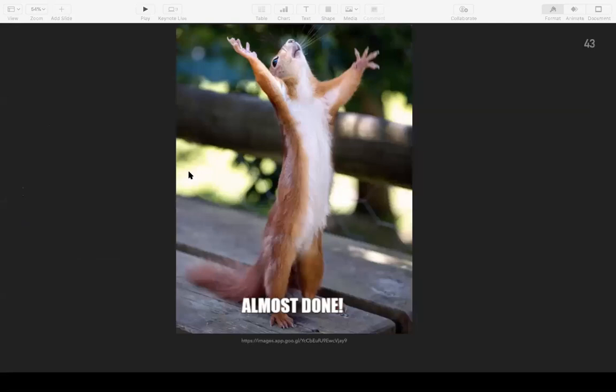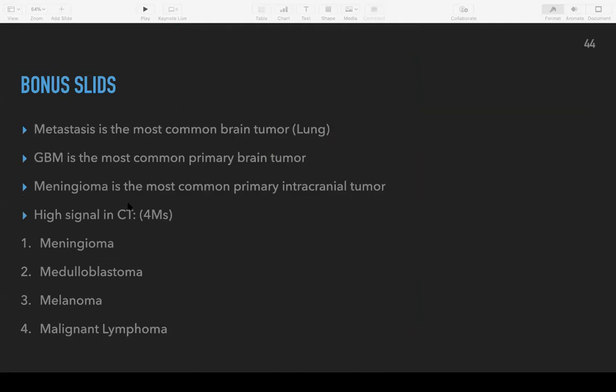Okay, so we are almost done. I have only what we call bonus slides. These are a few points that I would like you to remember. Metastasis is the most common brain tumor, and the most common primary is lung. The second point is glioblastoma is the most common primary malignant brain tumor. Third point, meningioma is the most common primary intracranial tumor.